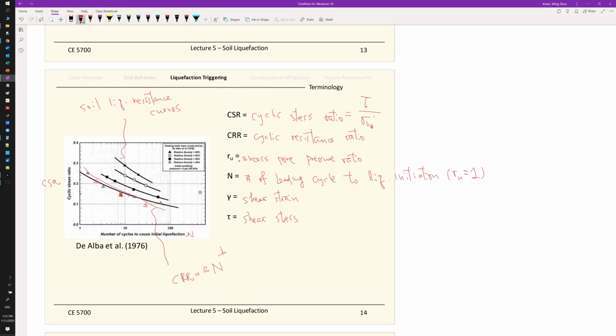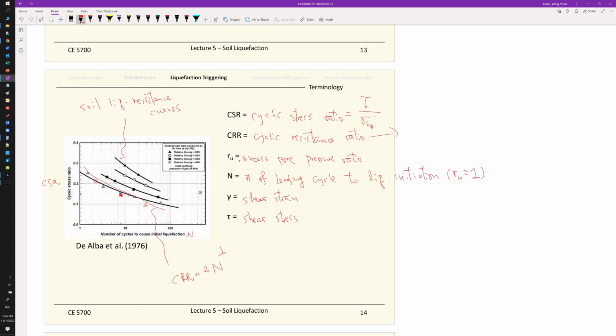At the end of the day, this soil liquefaction resistance curve is the one that we try to establish to describe the resistance of the soils to liquefaction in a laboratory setup.